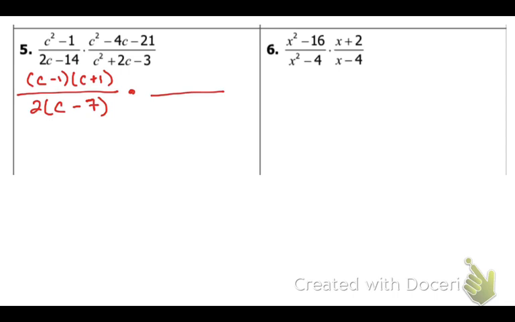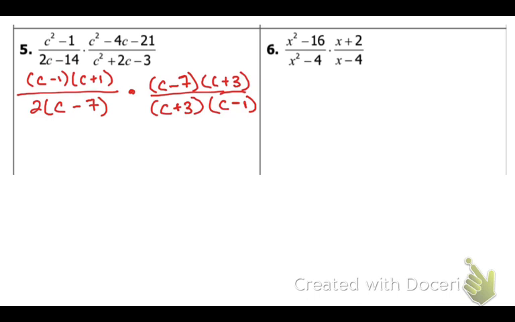What times what gives me a negative 21, but also a negative 4? So I'm going to get, whoops, not x, c minus 7, and then c plus 3, because that gives me negative 21, but when I subtract that, I get a negative 4. And then the last one for the bottom, the trinomial, I'm going to get c plus 3 and c minus 1. That gives me negative 1, but a positive 2.